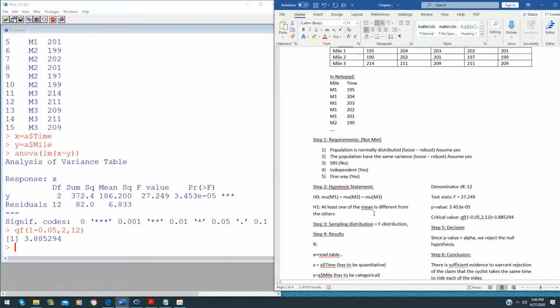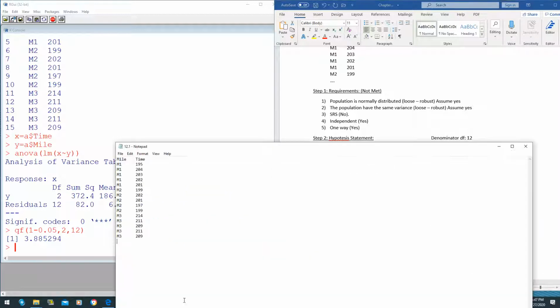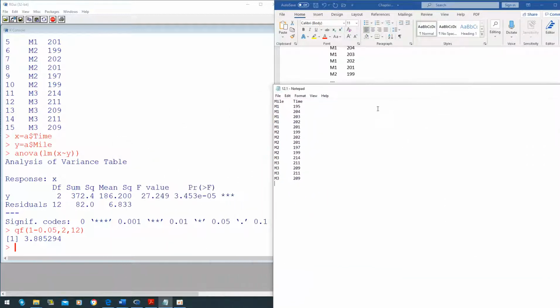It's not that difficult in this case. Make sure you understand the main problem. The mistake students make here is in R: make sure you use a equals read.table, and your X has to be quantitative and your Y has to be categorical. And if you're given a table, make sure you type this table like this in your Notepad. Otherwise, you will get it wrong.